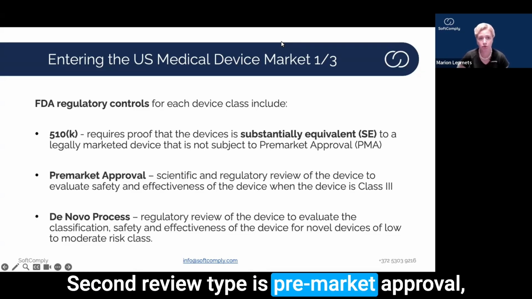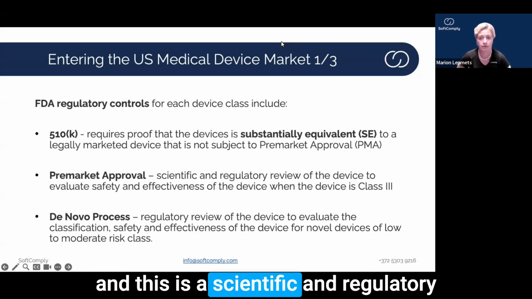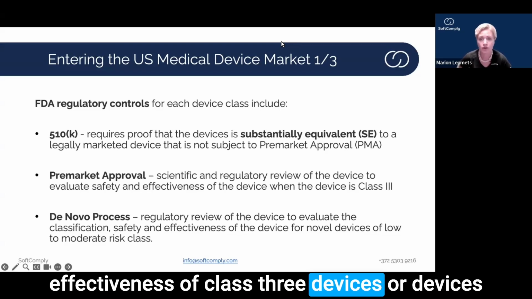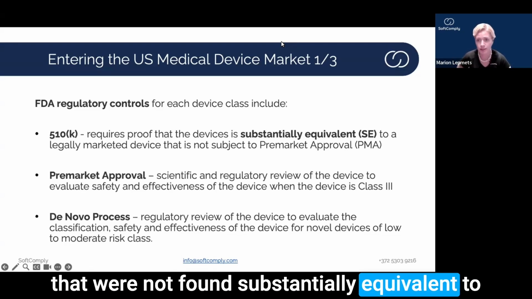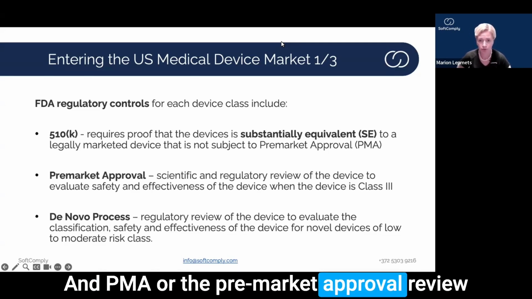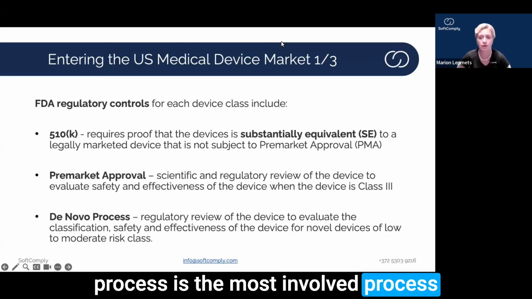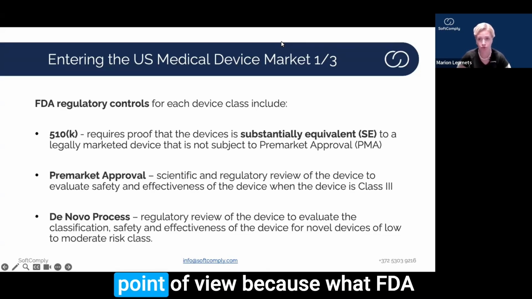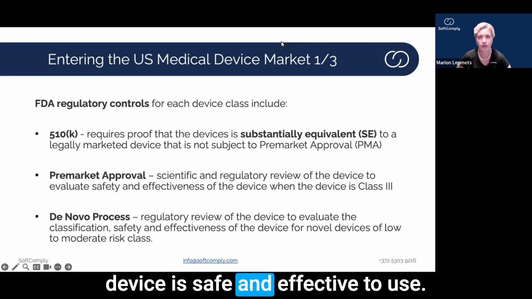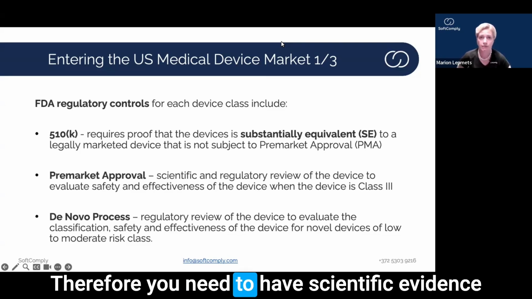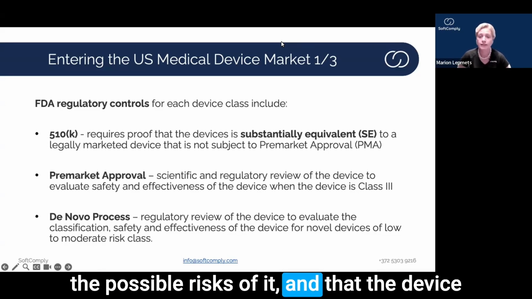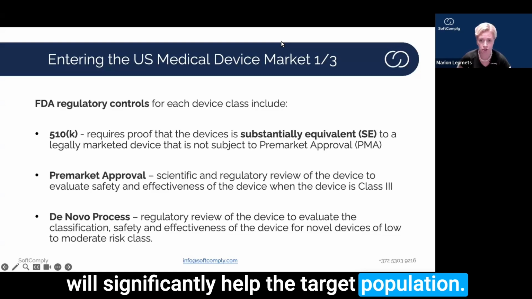The second review type is pre-market approval, and this is a scientific and regulatory review necessary to evaluate the safety and effectiveness of class 3 devices or devices that were not found substantially equivalent to an already existing predicate device out there. PMA, or the pre-market approval review process, is the most involved process from the FDA's and the manufacturer's point of view, because what FDA needs to do here is to determine if the device is safe and effective to use. Therefore, you need to have scientific evidence that the possible benefits to health outweigh the possible risks of it, and that the device will significantly help the target population.